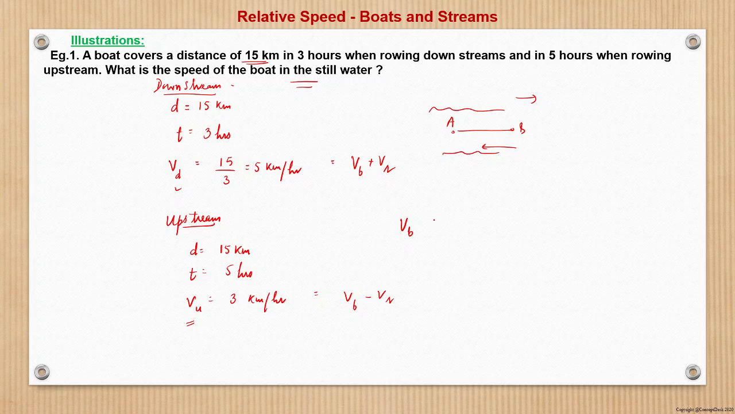From these two I can say the velocity of the boat is nothing but the velocity upstream plus the velocity downstream upon 2, right? This we had seen. So basically this will be 5 plus 3 upon 2, which is 4 kilometer per hour, right? So this is the answer to this question.